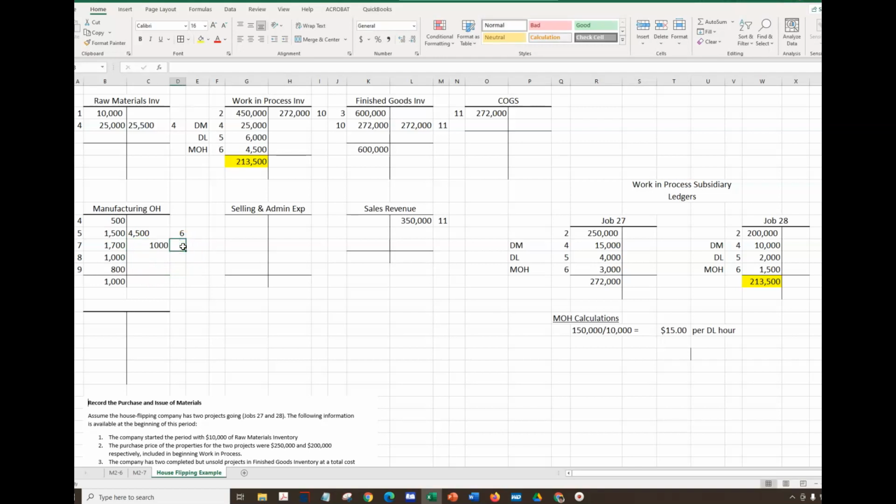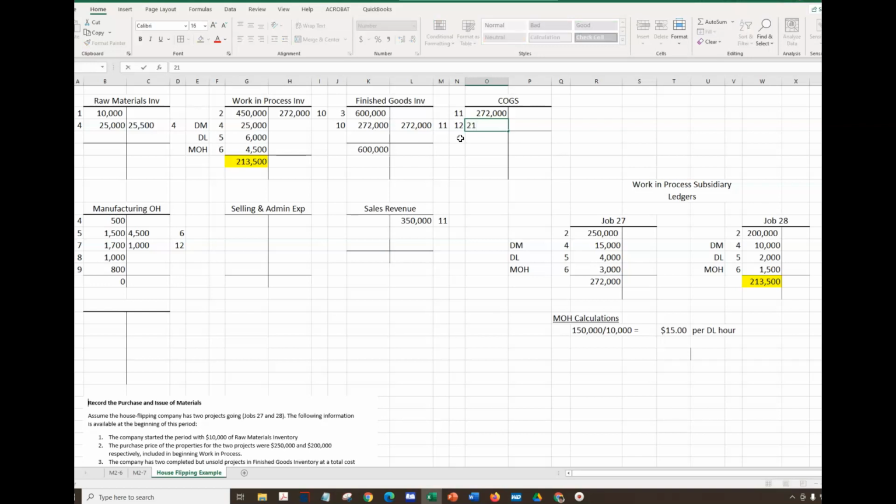And this would be number 12. So to do that, we subtract it. That brings our manufacturing overhead to 0. And let's copy this format. So $1,000, we credited manufacturing overhead. That means we have to debit something. So we're going to put it in cost of goods sold.